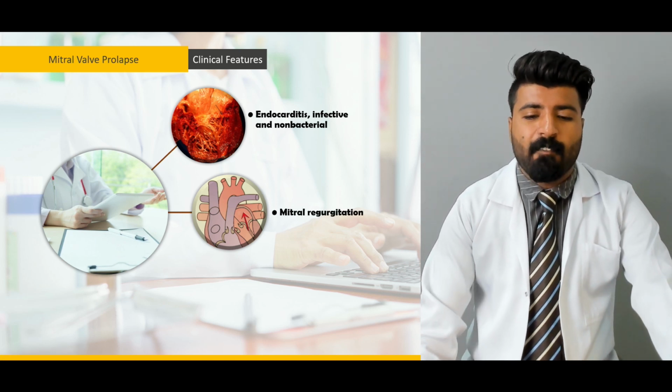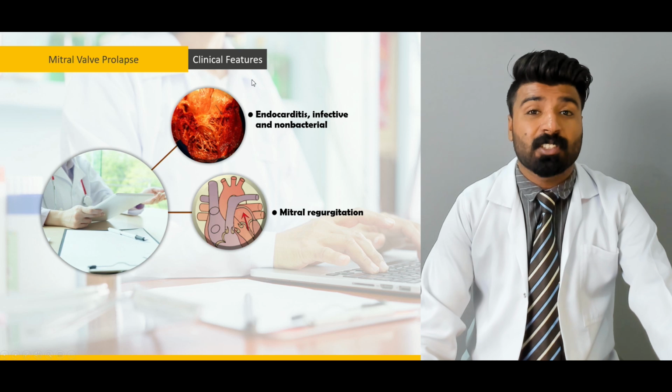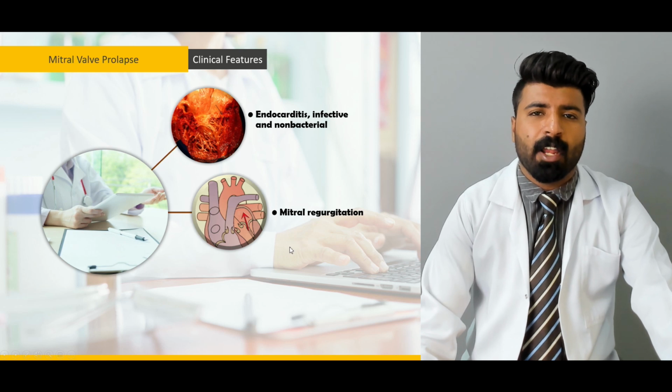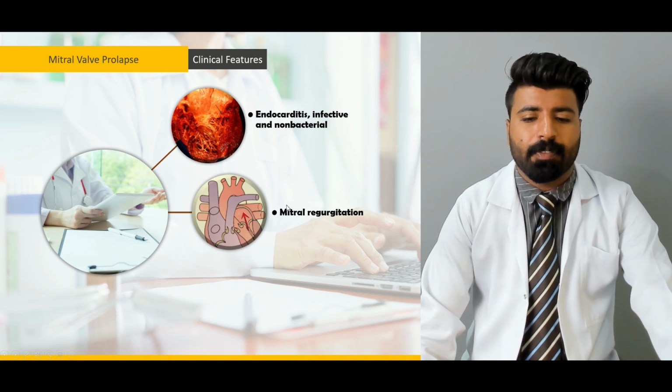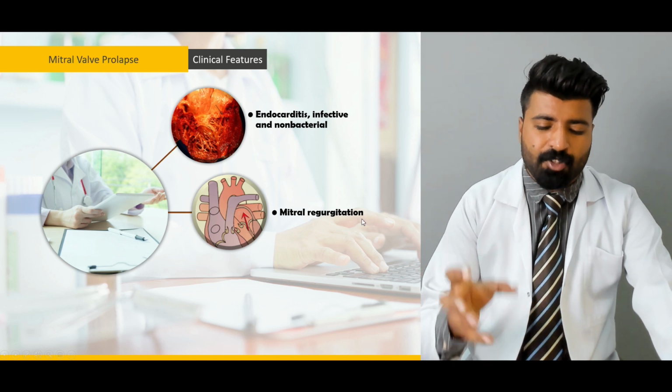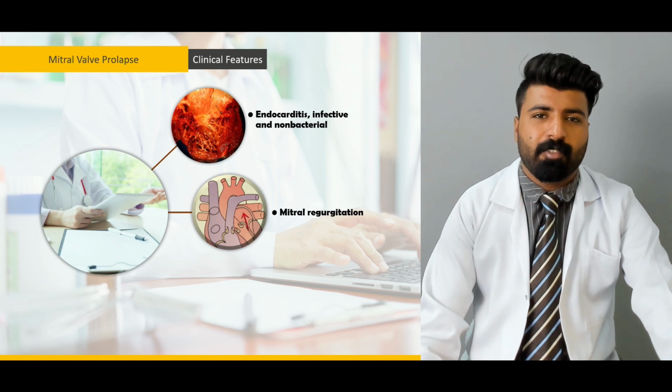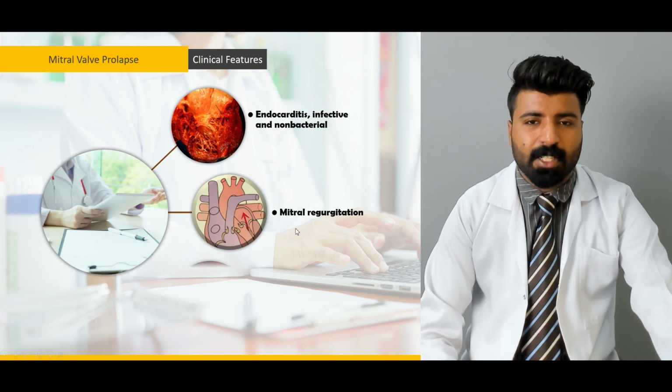Next on, we have mitral regurgitation. Now, this is a clinical feature that you look for. When there's mitral valve prolapse and the chordae tendineae are so thin, this may lead to mitral regurgitation. Whenever the ventricles push the blood out, some blood will come back into the left atrium. This will lead to mitral regurgitation.